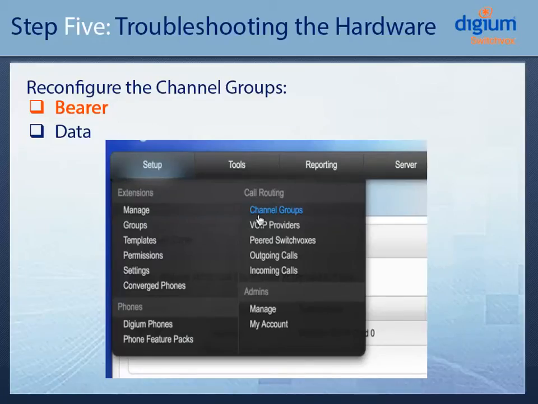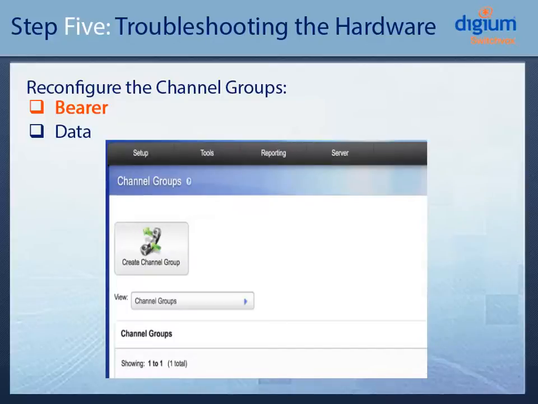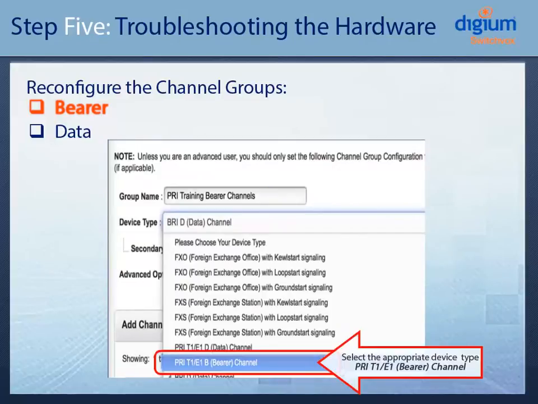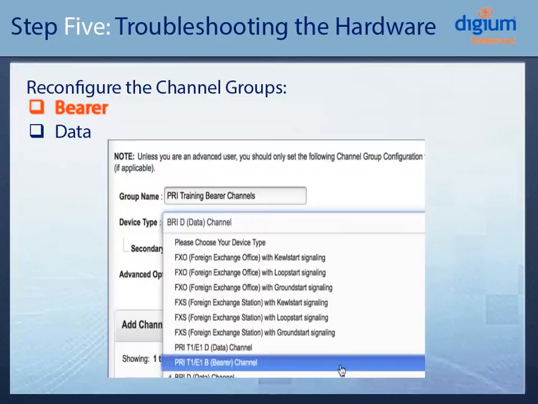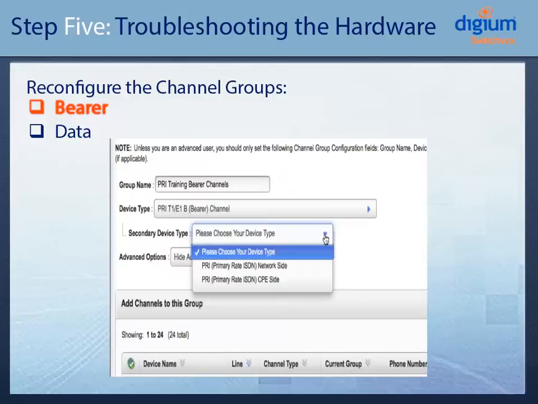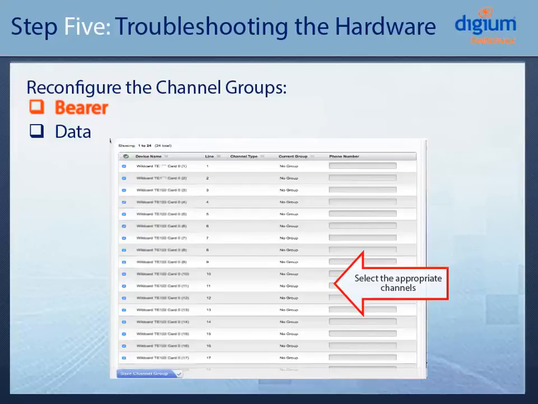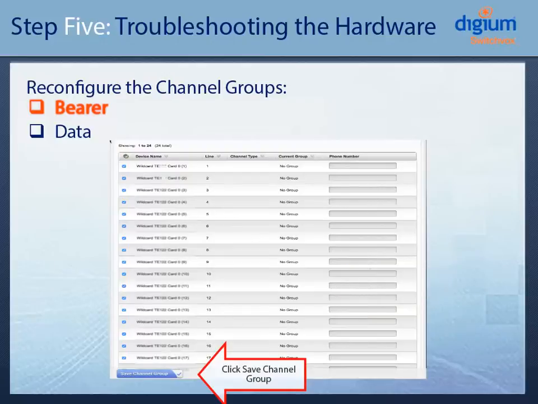Next, you're going to reconfigure your channel groups. You would do this by clicking on Setup, then select the channel groups. From here, you'll create both channel groups, the bearer channel group and the data channel group. So click on Create Channel Group, then give it a name. Select the device type, which would be PRI T1E1 bearer channel group. Then you would need to select the secondary device type, which would be PRI CPE side. Then select the channels to be assigned to this group and click Save Channel Group.